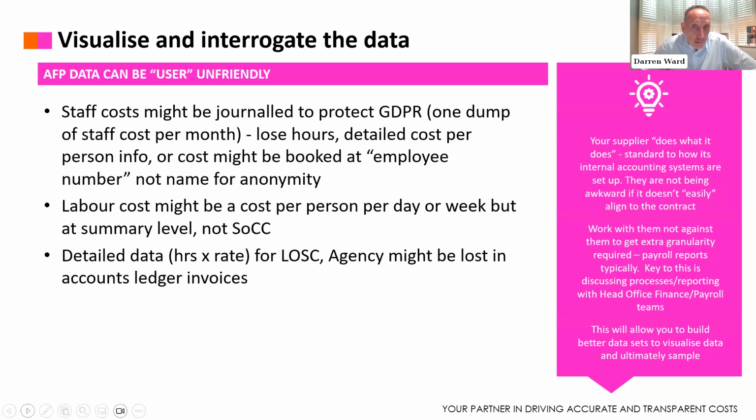You might not even have any named information. It could be employee number. Labour costs, similarly, won't have a lot of detail, might just have a cost per day or per week. And if you're looking at labour-only subcontractor or agency costs for people, you might just see an invoice. Again, you've lost the detail of the hours, the workers, the rates.